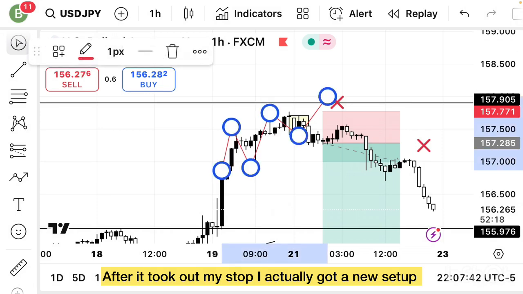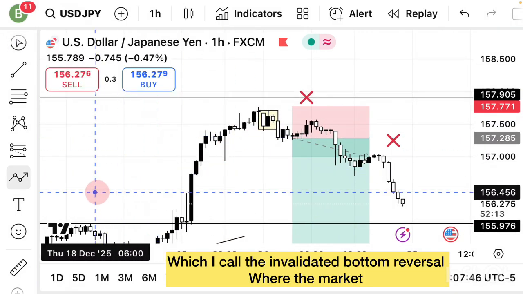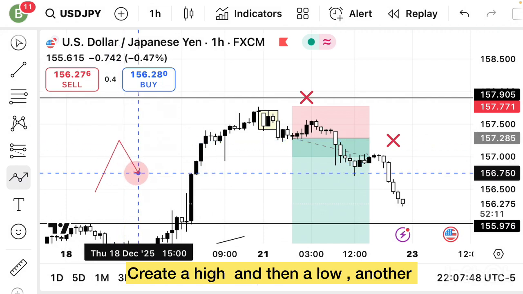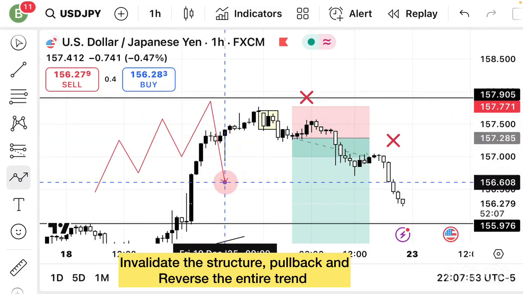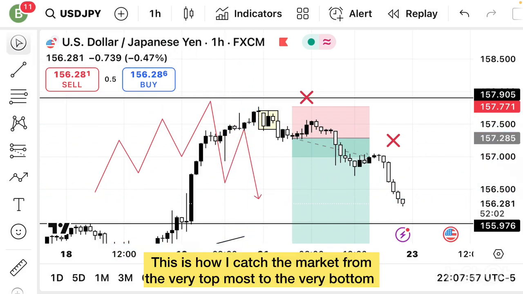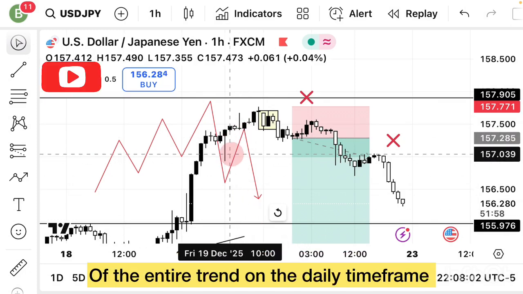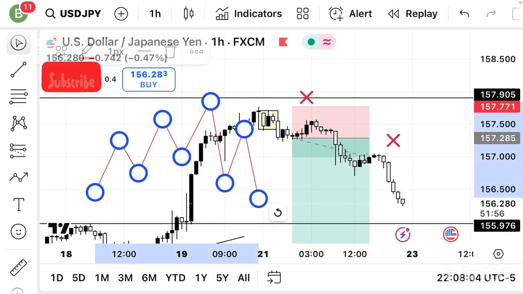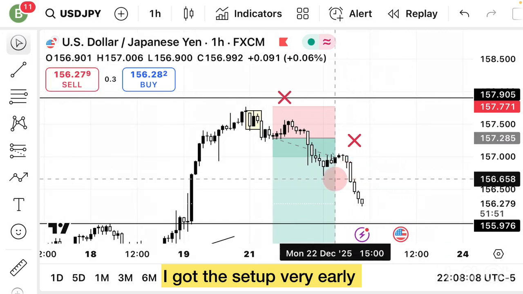After it took out my stop, I actually got a new setup which I call the invalidity button, where the market will create a high and then a low, another high, another low, will grab liquidity, invalidate the structure, and then pull back and then reverse the entire trend to the downside. This is how I catch the market from the very topmost to the bottom of the entire trend on the daily time frame. So I got the setup very early.